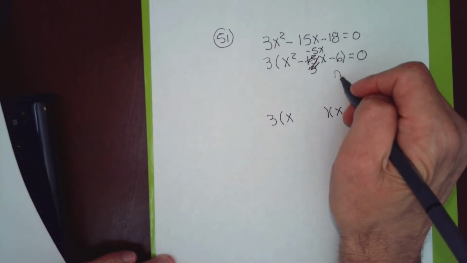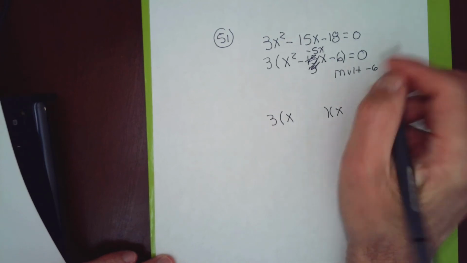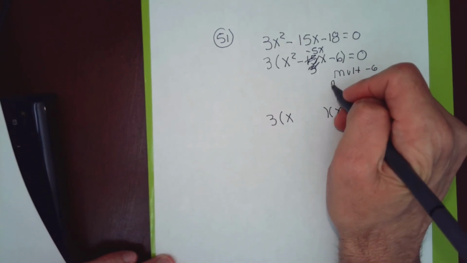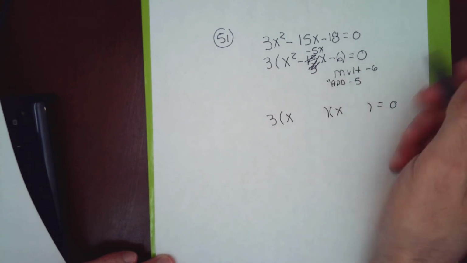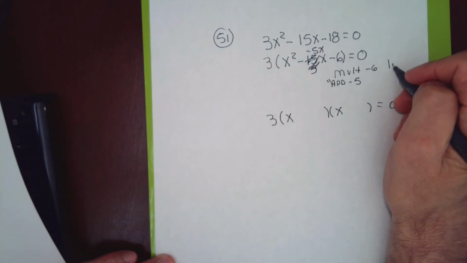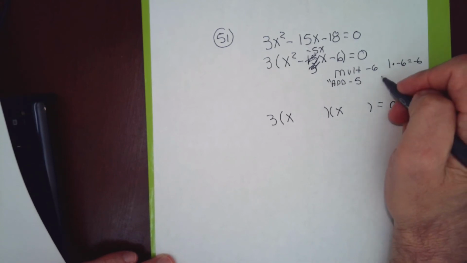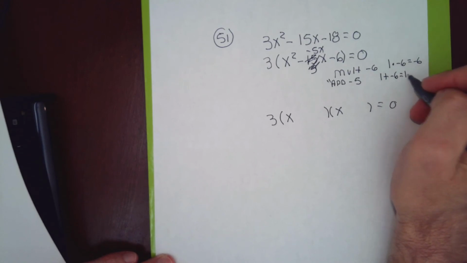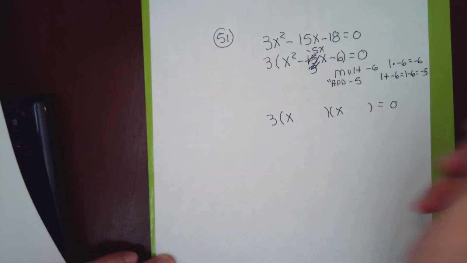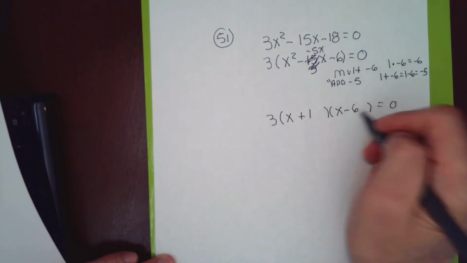My numbers need to be plus and minus. Small numbers plus, big numbers minus. They need to multiply to negative 6 and add, subtract to negative 5. And that's going to be 1 and negative 6, because 1 times negative 6 is negative 6. 1 plus negative 6 is the same as 1 minus 6, which is negative 5. So in my parentheses, I'm going to get a plus 1 and a minus 6.